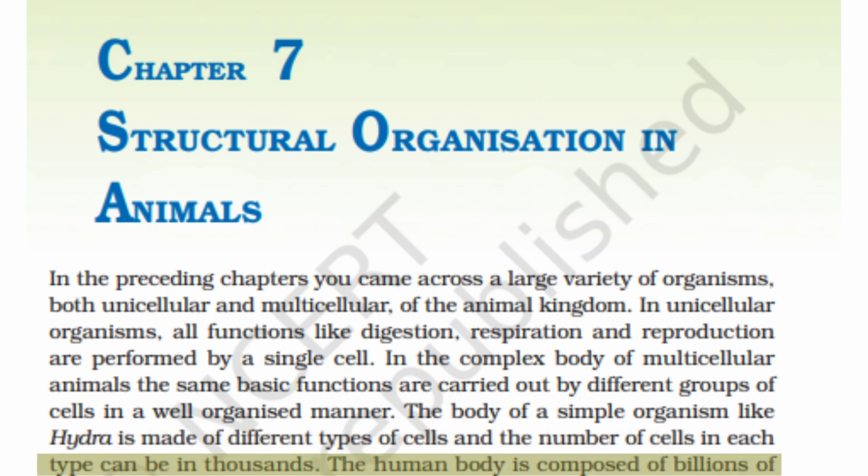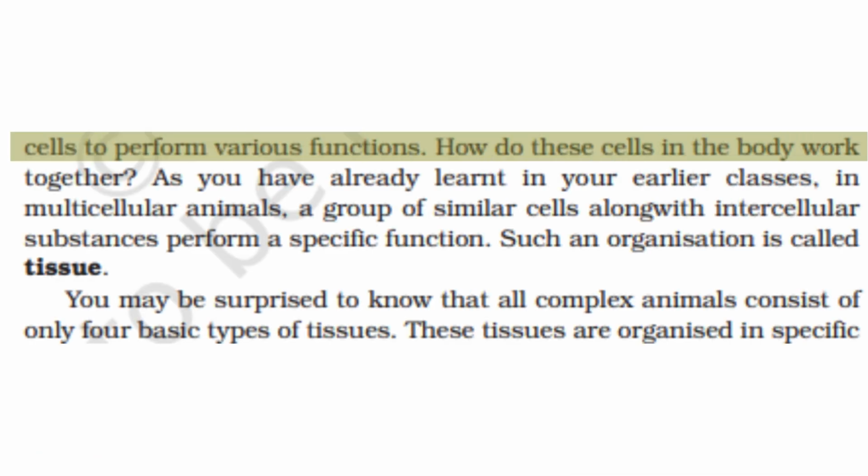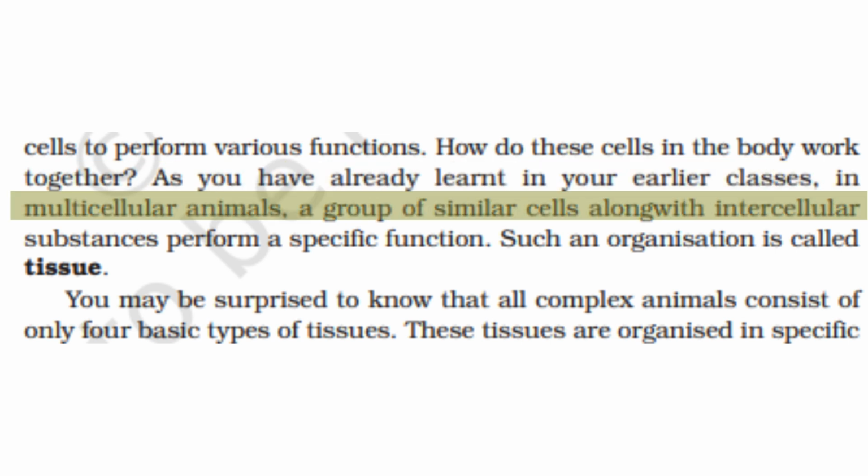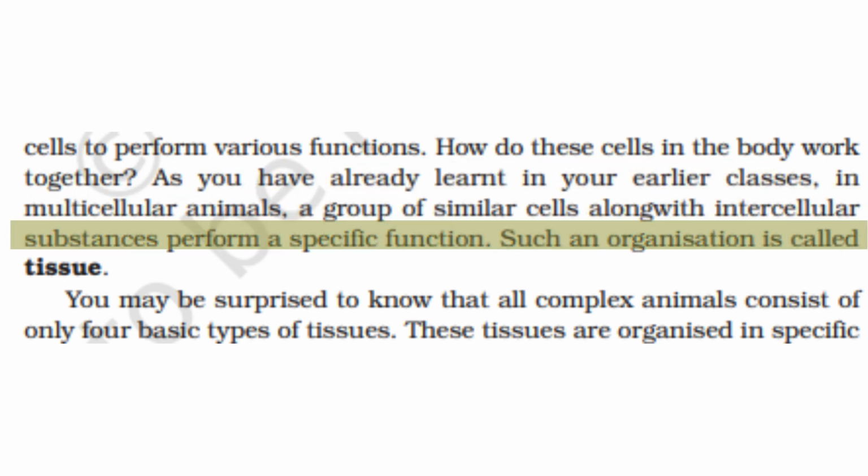The human body is composed of billions of cells to perform various functions. How do these cells in the body work together? As you've already learned in your earlier classes, in multicellular animals, a group of similar cells along with intercellular substances perform a specific function. Such an organization is called tissue.